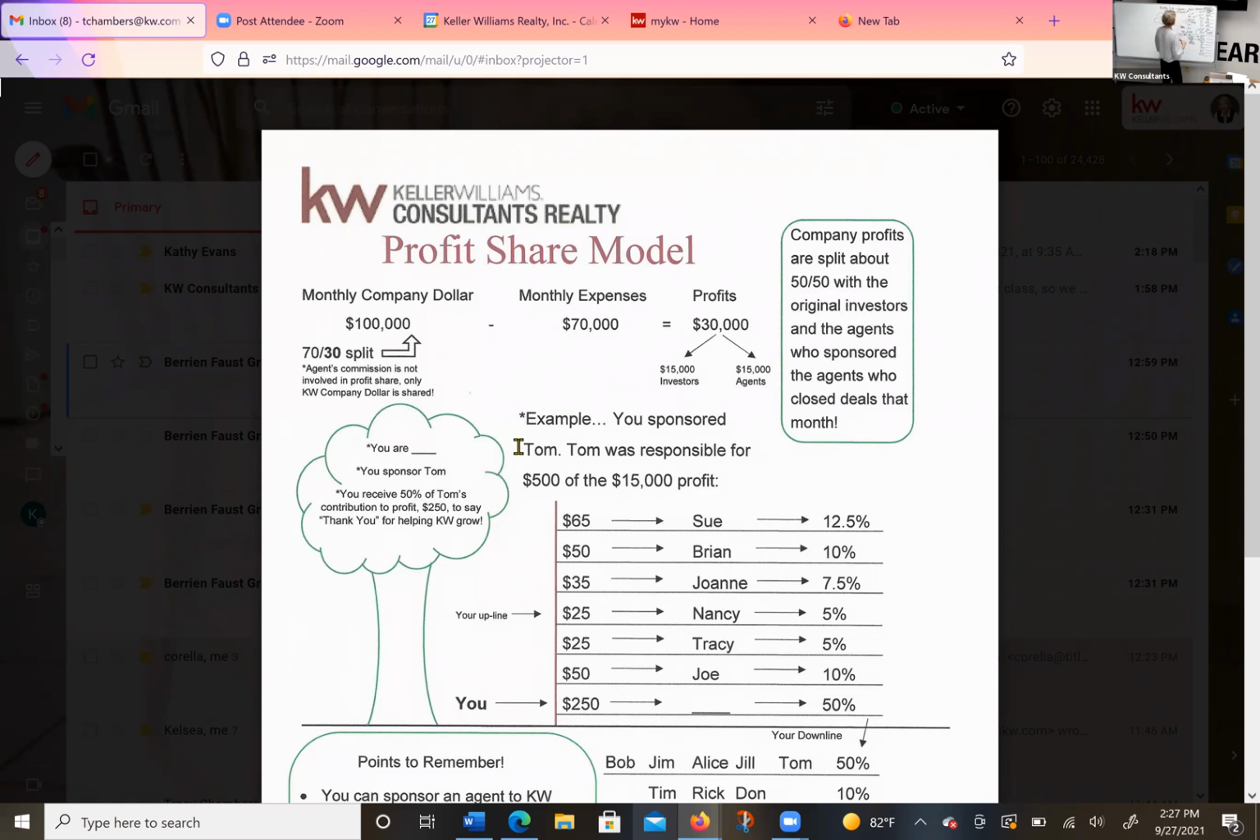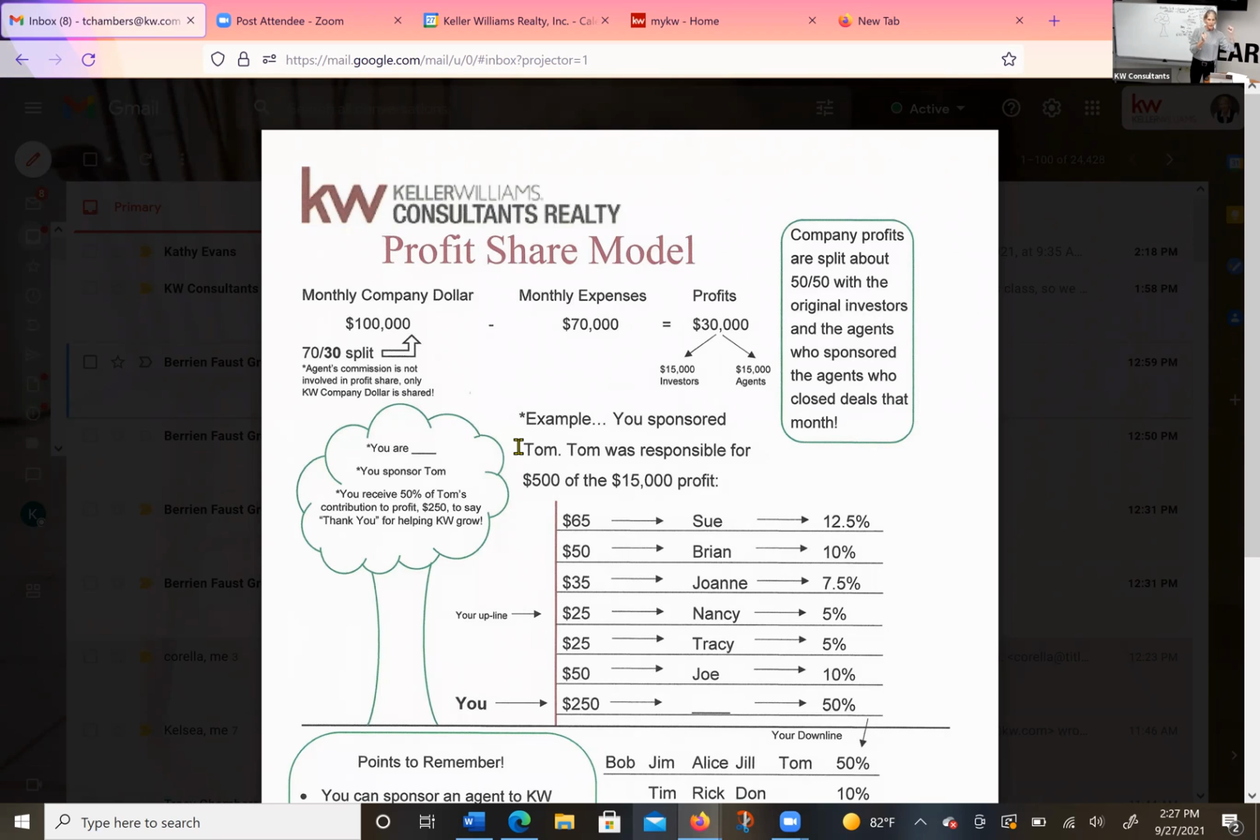Okay, so let's think of some examples. Agent came to me once. I had brought her in, and she had brought over a very high producing agent. And this high producing agent closed a $1 million deal. So we know that profit share always happens the next month because we can't compute it. So she closed the deal in August. This agent was expecting to see a big profit share check in September.